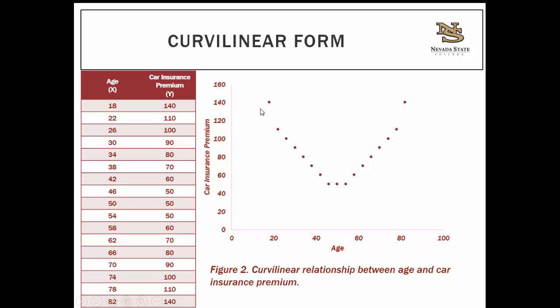And this is identifying the relationship between age and car insurance premiums. So when you're really young, you're really high risk, right? Your car insurance premium is higher. You're young. You don't really care. You think you're invincible. You haven't been driving very long. You're more prone to make mistakes and have accidents.